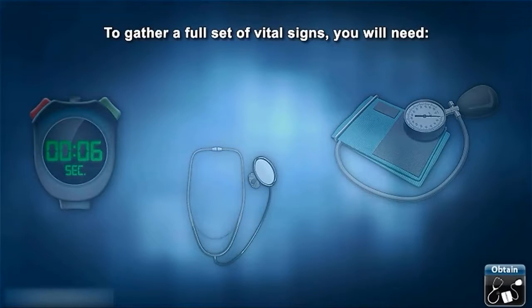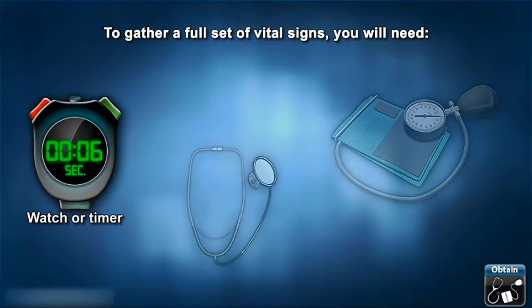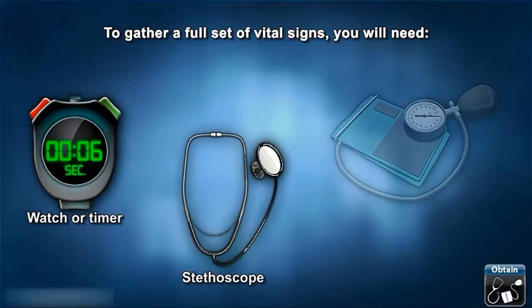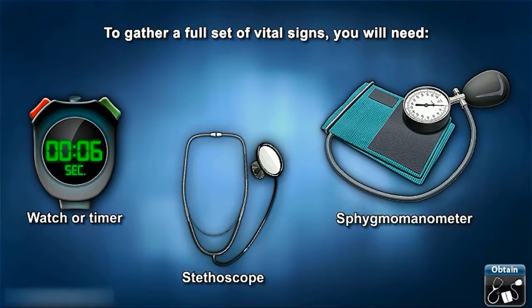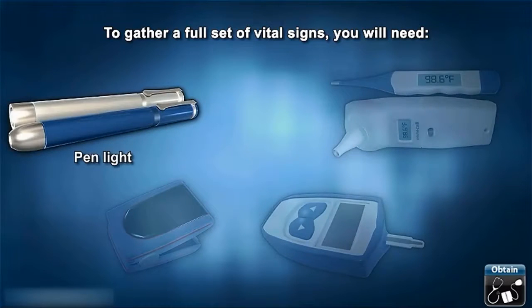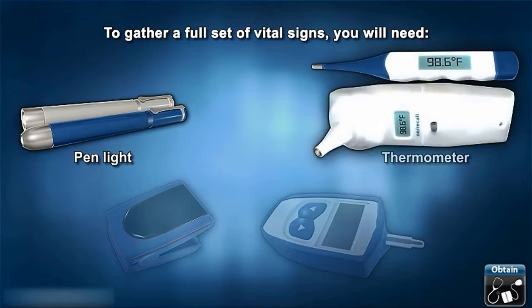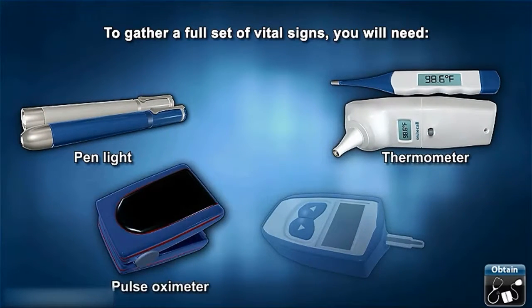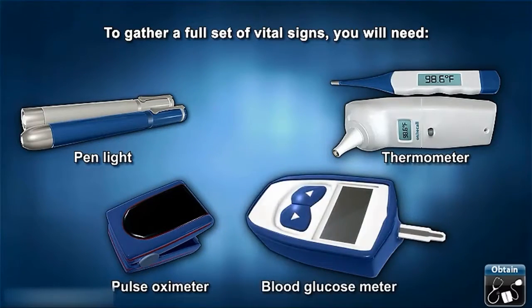To gather a full set of vital signs, you will need a timer, stethoscope, sphygmomanometer, pen light, thermometer, pulse oximeter, and a blood glucose meter.